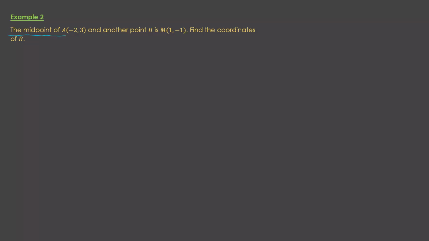The midpoint of A, (-2, 3), and another point B is M, which is at (1, -1). We want to find the coordinates of B. Now, one way we could do this is to use the midpoint formula.